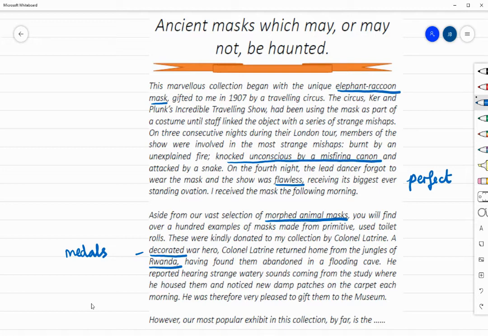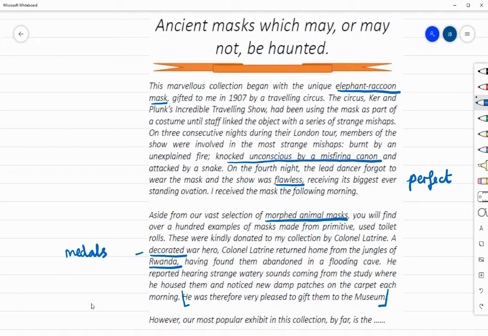That made me giggle. And question 7, which word in the last sentence of the paragraph is usually a noun but is behaving like a verb? I'll say that again. Here's the last sentence of the paragraph. Which word is usually a noun, but behaves as a verb? Let's read it. He was therefore very pleased to gift them to the museum. Which word do you think is a verb but usually a noun?